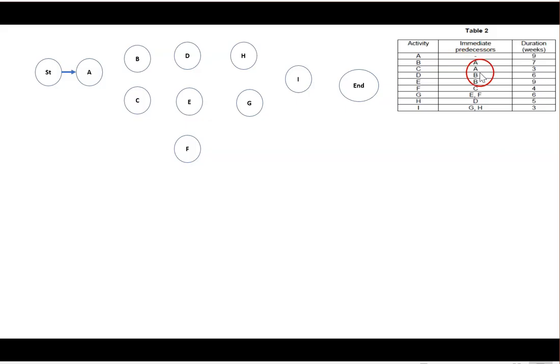Okay, let's read from the table. So we have start here, and then A, and then A going to B, and A going to C, and then B going to D, B going to E also, C going to F, and then E and F going to G, and then D going to H, and G and H going to I, and then we have N. Okay, this is the sketch.